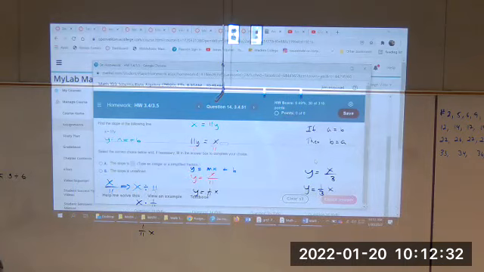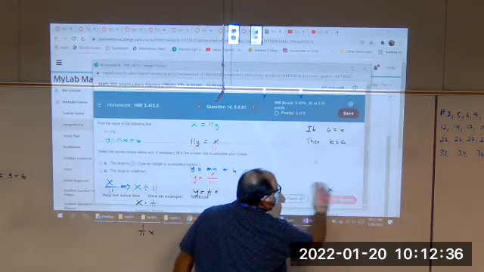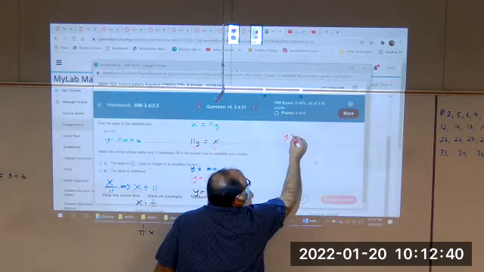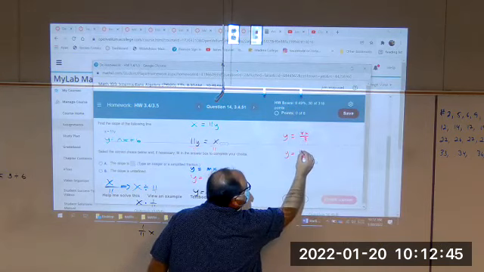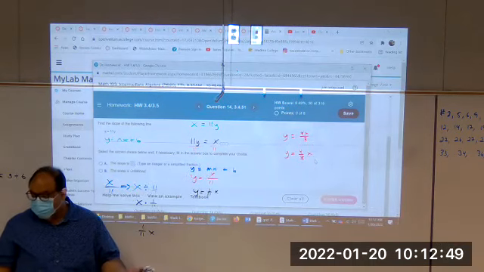Nobody has, the word would be balked. Nobody has panicked when I've done this. y equals 4x over 3, and then I write it y equals 4/3 times x. Nobody has had a problem with that, right?